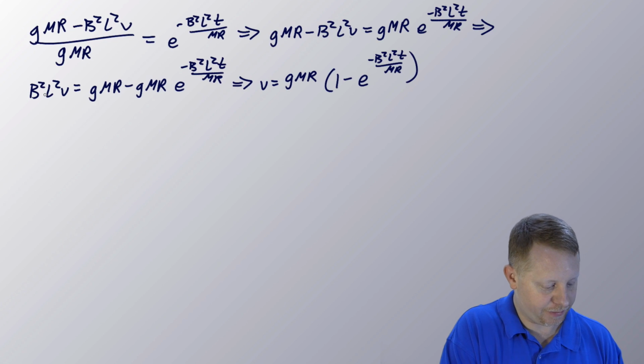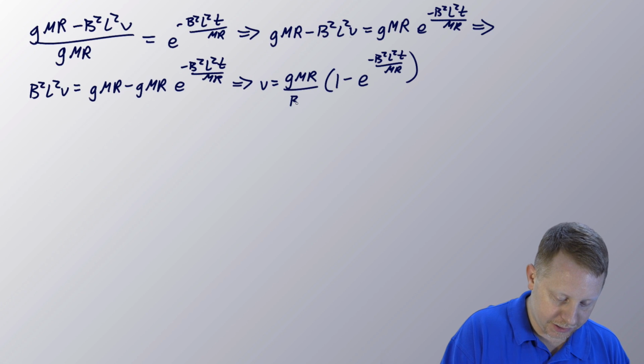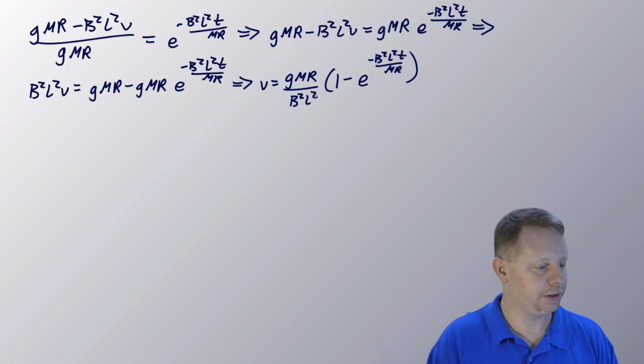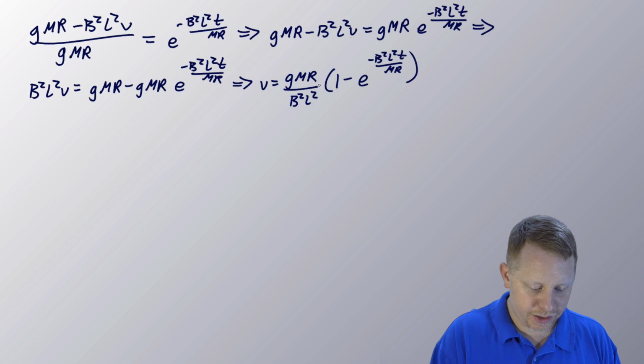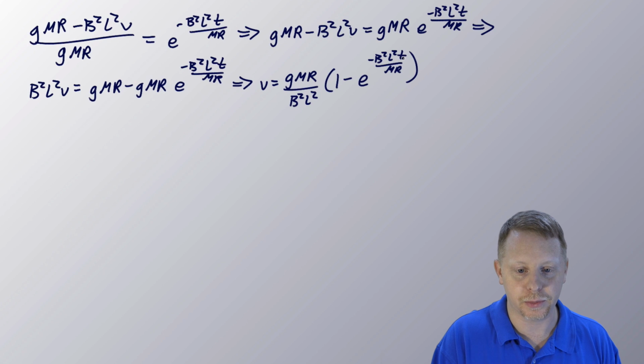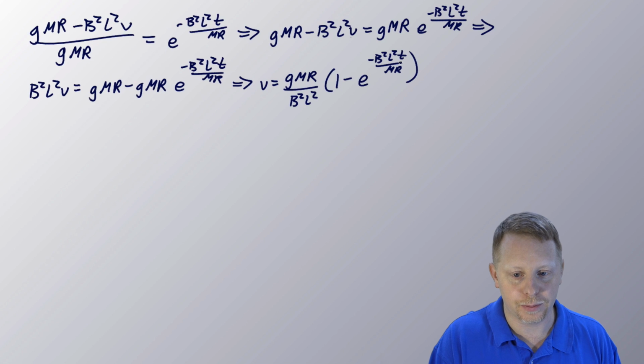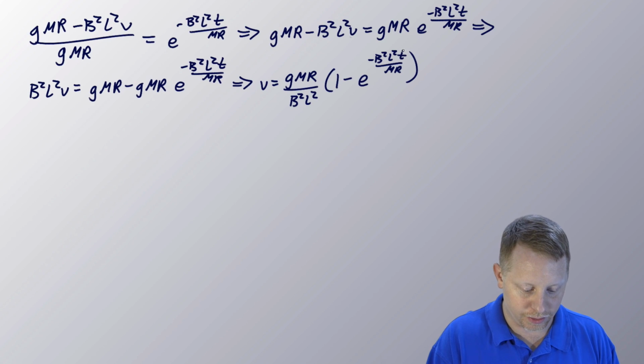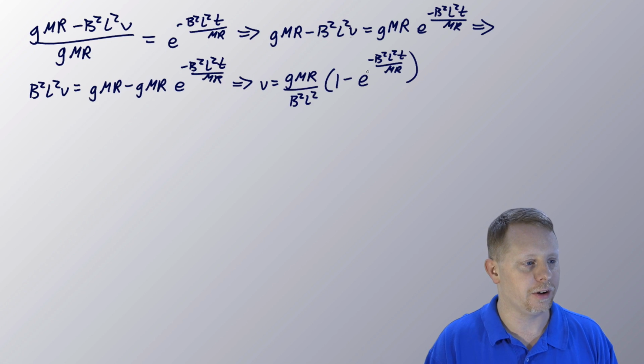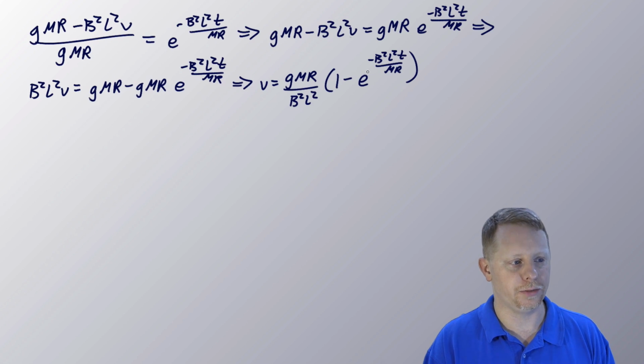And we have to take care of this B squared L squared, divided by B squared L squared. So GMR over B squared L squared times the quantity 1 minus e to the negative B squared L squared T over MR. All right, and I'm supposed to answer in terms of physical constants and M, L, R, and B. So I've got M, L, R, and B, and physical constants G, e, things like that. So I think I'm in good shape there. But note, if I wanted to take it a step further, I could also recognize that the terminal velocity is GMR over B squared L squared.